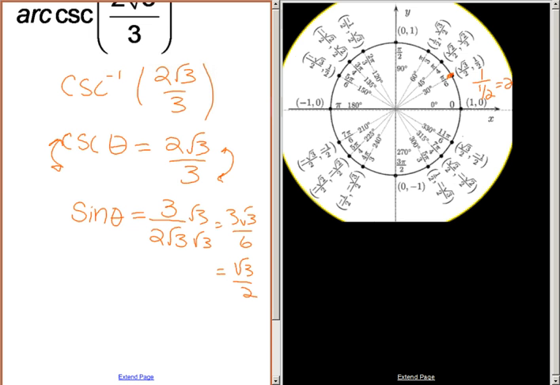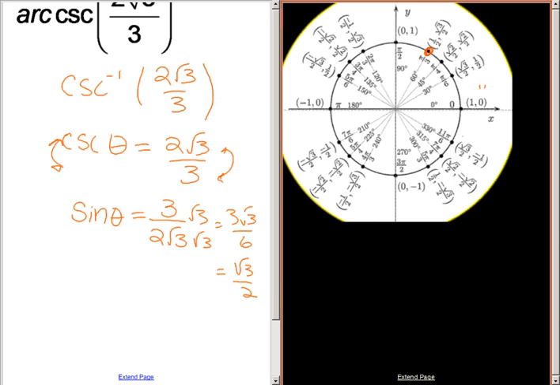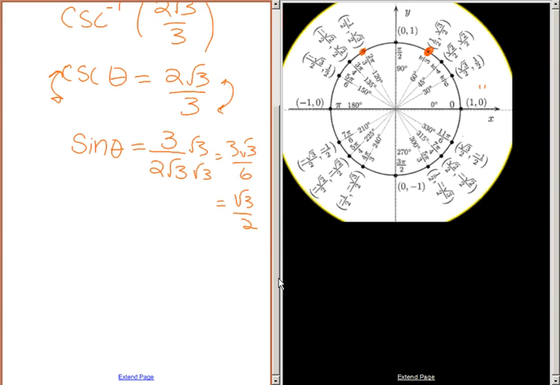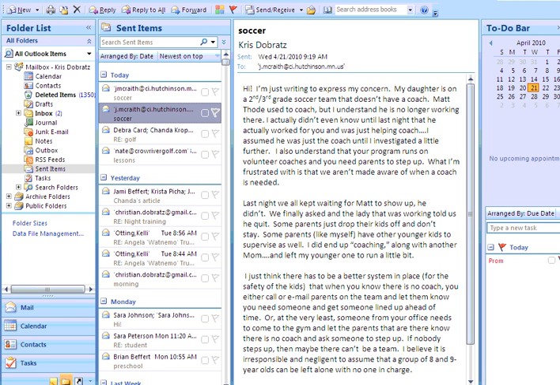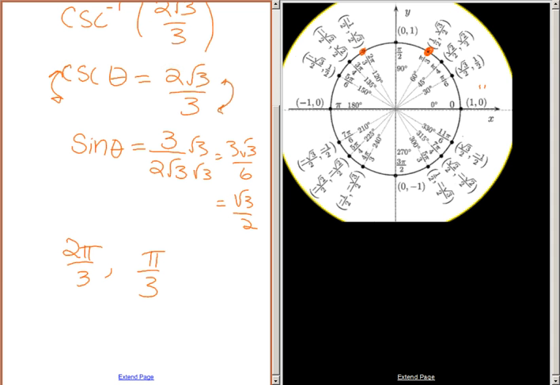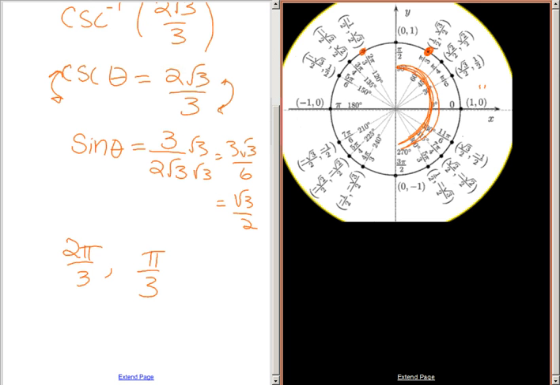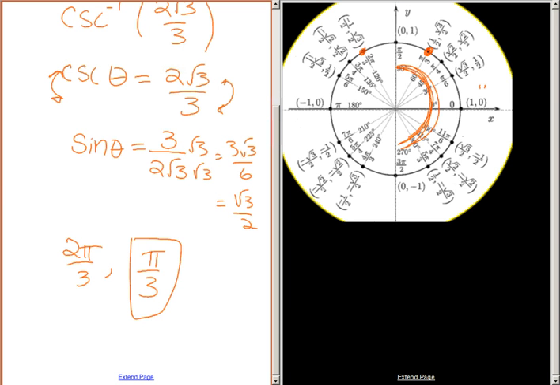Now I'm looking at the spot on my unit circle where my sine value, or my y value, is root 3 over 2. I can see that my y value is root 3 over 2 up here at pi over 3, and it is also root 3 over 2 here at 2 pi over 3. So my two spots are 2 pi over 3 and pi over 3. Sine's restricted interval, sorry, the answers have to be between here and here. So the pi over 3 is good and the 2 pi over 3 has to go.